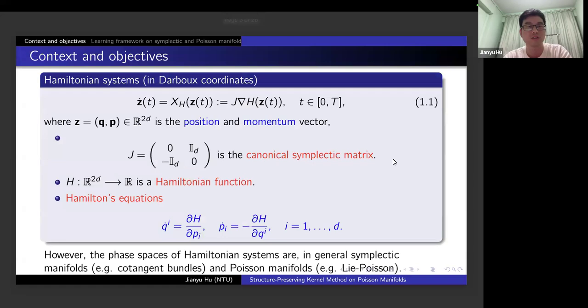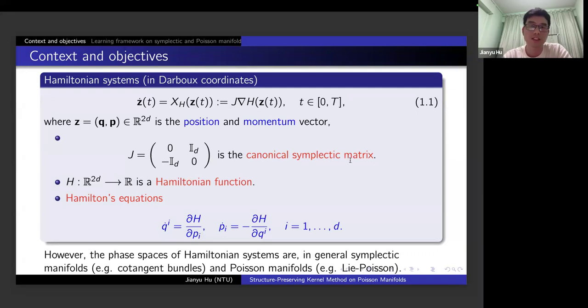At first, the context and the objective. As we know, Hamiltonian systems are an essential tool for modeling physical phenomena. They are typically described by the Hamiltonian equations in 1.1. Here X_H is the Hamiltonian vector field associated with a Hamiltonian function, and J is the canonical symplectic matrix.